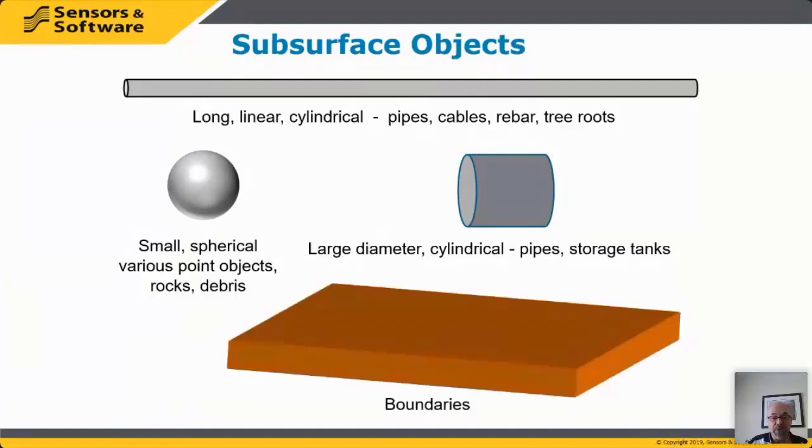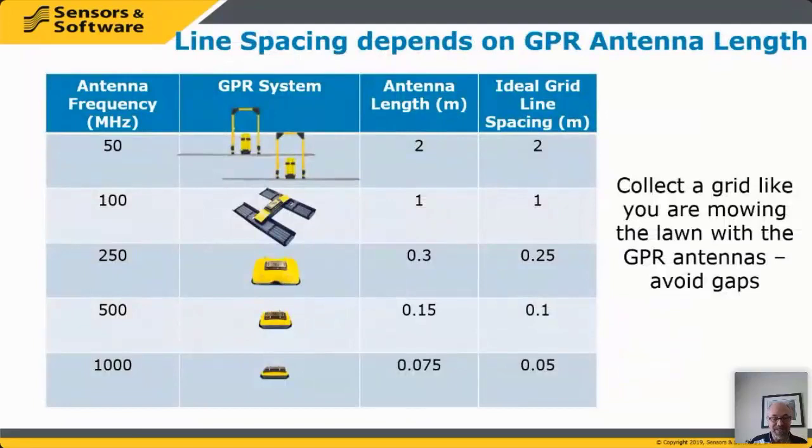And then you look at boundaries. In some cases, you might be looking for boundaries. You might want to find the bottom of the base course underneath a road or something like that. That's a boundary. So all these things come into play in deciding how far apart I'm going to collect my lines. Obviously, the larger the physical size of the object, the coarser I can set my line spacing. But if you want the best data for your grid, it relates to the antenna frequency you're using.